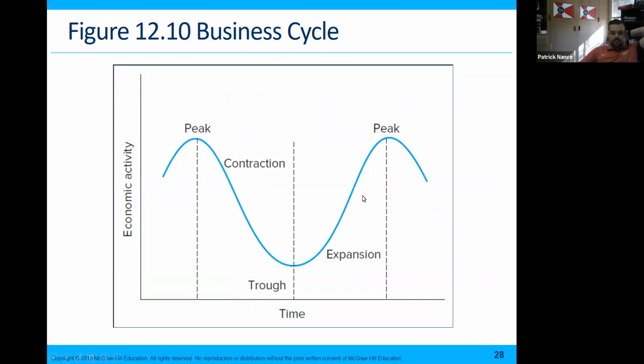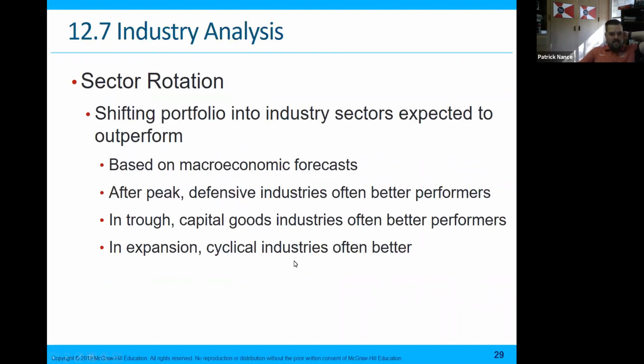The business cycle looks a lot like the economic cycle. We have peak, contraction, trough, expansion, and we have economic activity and time. Something that happens within a business cycle, though, is that the business itself as well as products move through a cycle that we'll talk about here in just a second.